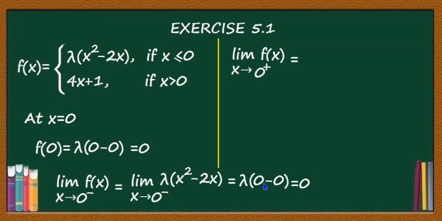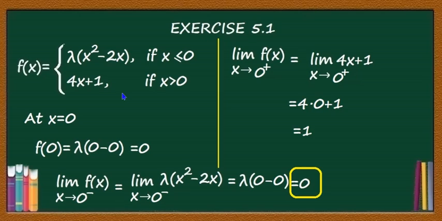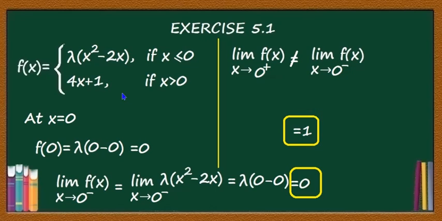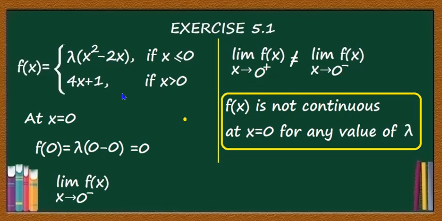And limit x tending to 0 plus f of x, when x is greater than 0, function is defined as 4x plus 1. Limit x tending to 0 plus of 4x plus 1, that's equal to 4 into 0 plus 1, and that's equal to 1. Here the left hand limit is 0 and right hand limit is 1. They cannot be equal for any value of lambda, and you can conclude like this: limit x tending to 0 plus f of x is not equal to limit x tending to 0 minus f of x. Therefore, f of x is not continuous at x equal to 0 for any value of lambda.